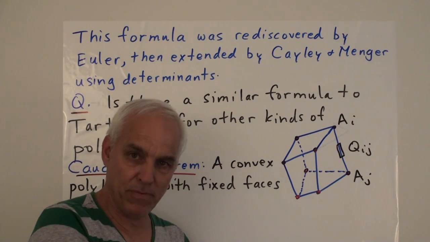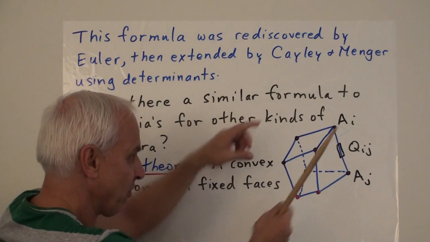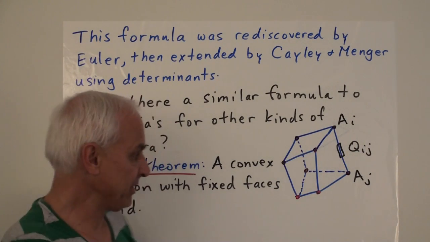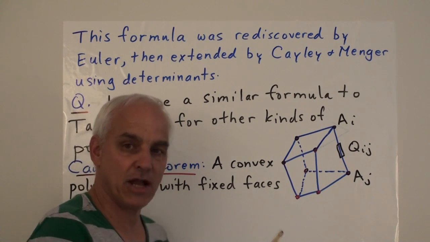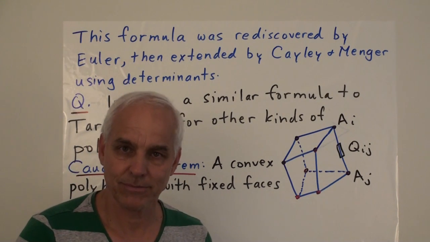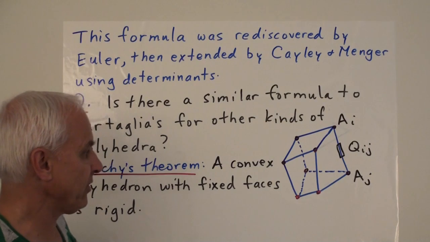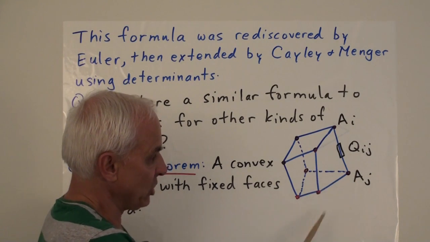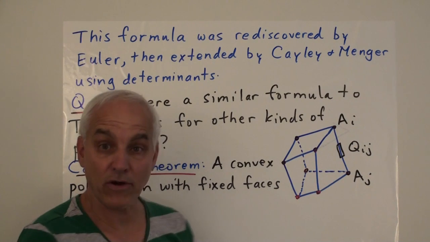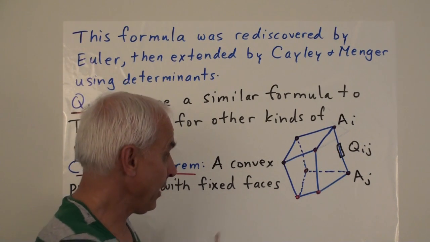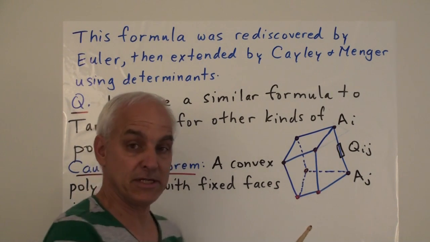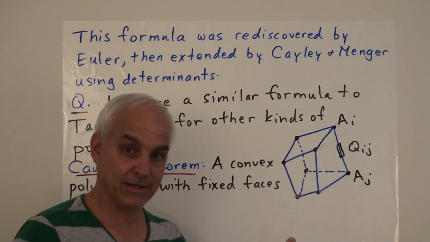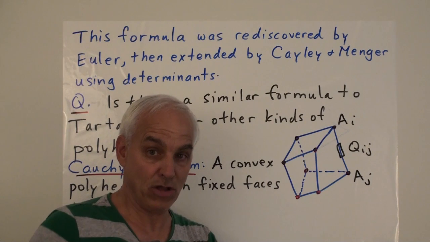combinatorially like a cube. It has eight vertices and six quadrilateral faces, but these quadrilateral faces are not necessarily squares. They might be more general quadrilaterals. If this is the vertex Ai and this is the vertex Aj, then here is the quadrance Qij. And there are then 12 quadrances. A natural question is, if we know those 12 quadrances, is there some way of figuring out what the volume is?